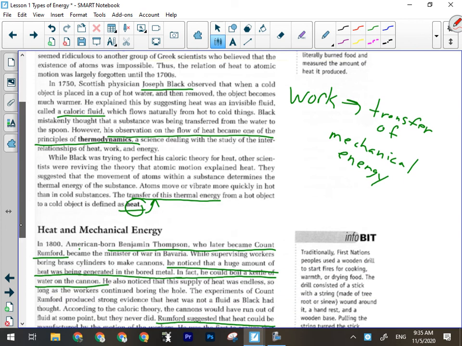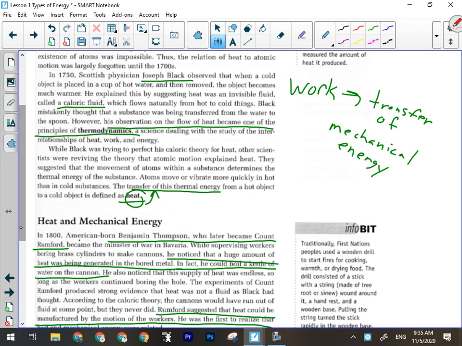Okay, so here's the technical thing that we need to understand. Heat is not a form of energy. Heat is a transfer of thermal energy. Okay, so when I say, oh, I feel the heat coming off of that, okay, what I'm saying is I feel the transfer of thermal energy from that hotter thing to me. Okay, so I'm standing by a campfire, I feel heat because I feel the transfer of thermal energy, okay, from the campfire to me.